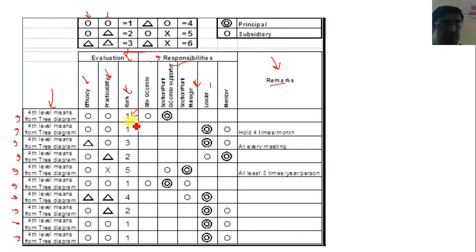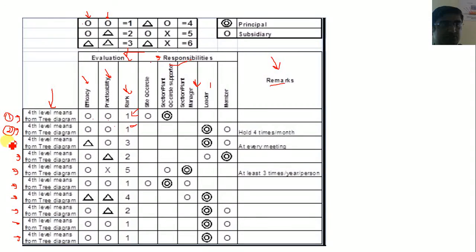Good plus good is equal to first rank. And now here is the fourth means, which you can see the second means. So here is the first mean which is used from the tree diagram. Here is the second mean. In the case of the second mean, you can see the efficiency is good, and here also practicability is good. So you have to place the value as 1. O plus O is equal to 1.